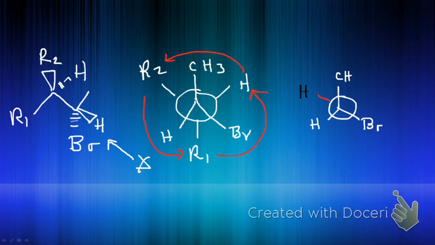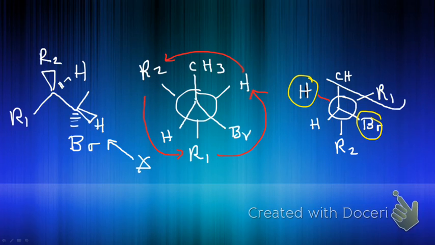Okay, so I have a hydrogen here. Hydrogen there. R2 here. And R1 over here. So when these two groups are eliminated, what's going to end up happening is that these groups will end up being on the same side. Sorry, that's a CH3. And these two groups will end up being on the same side.